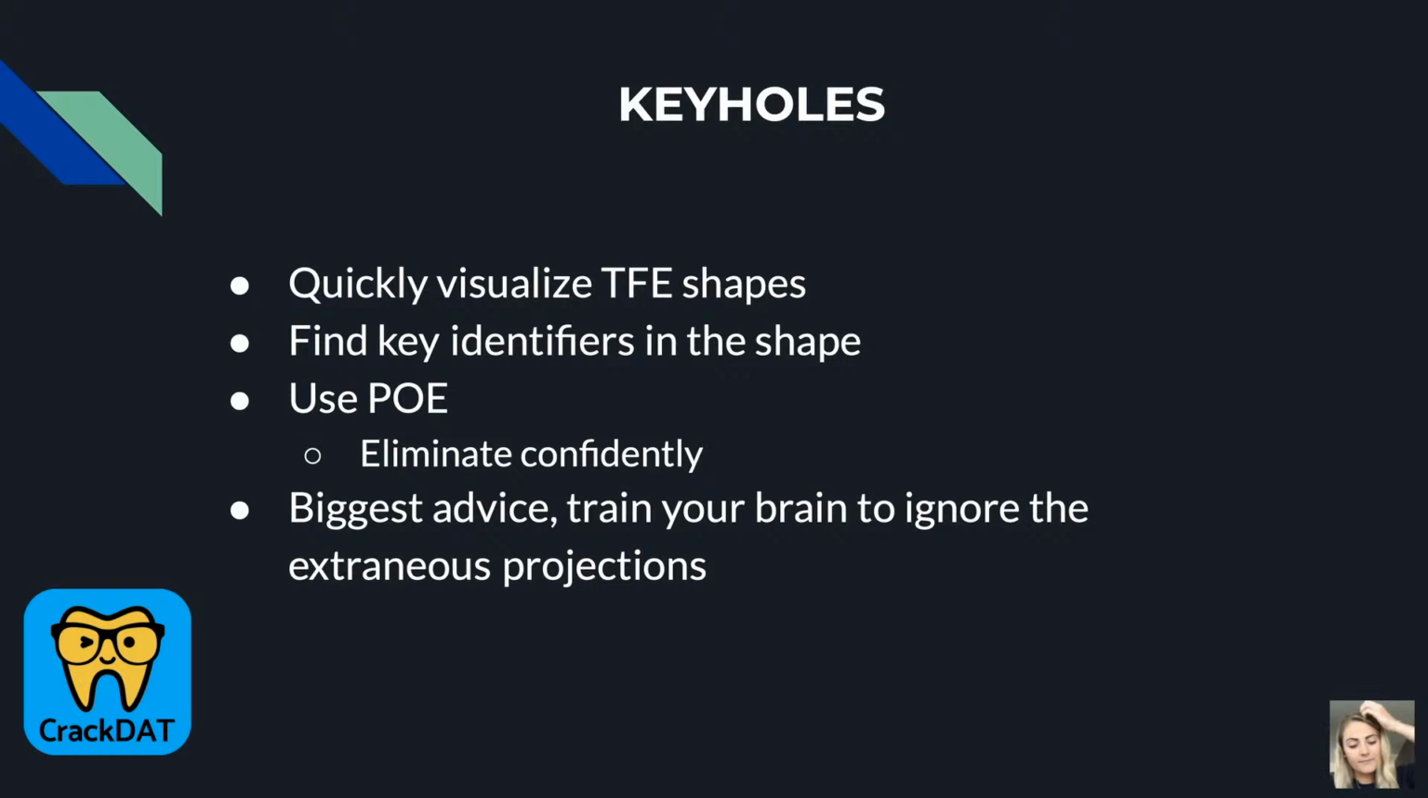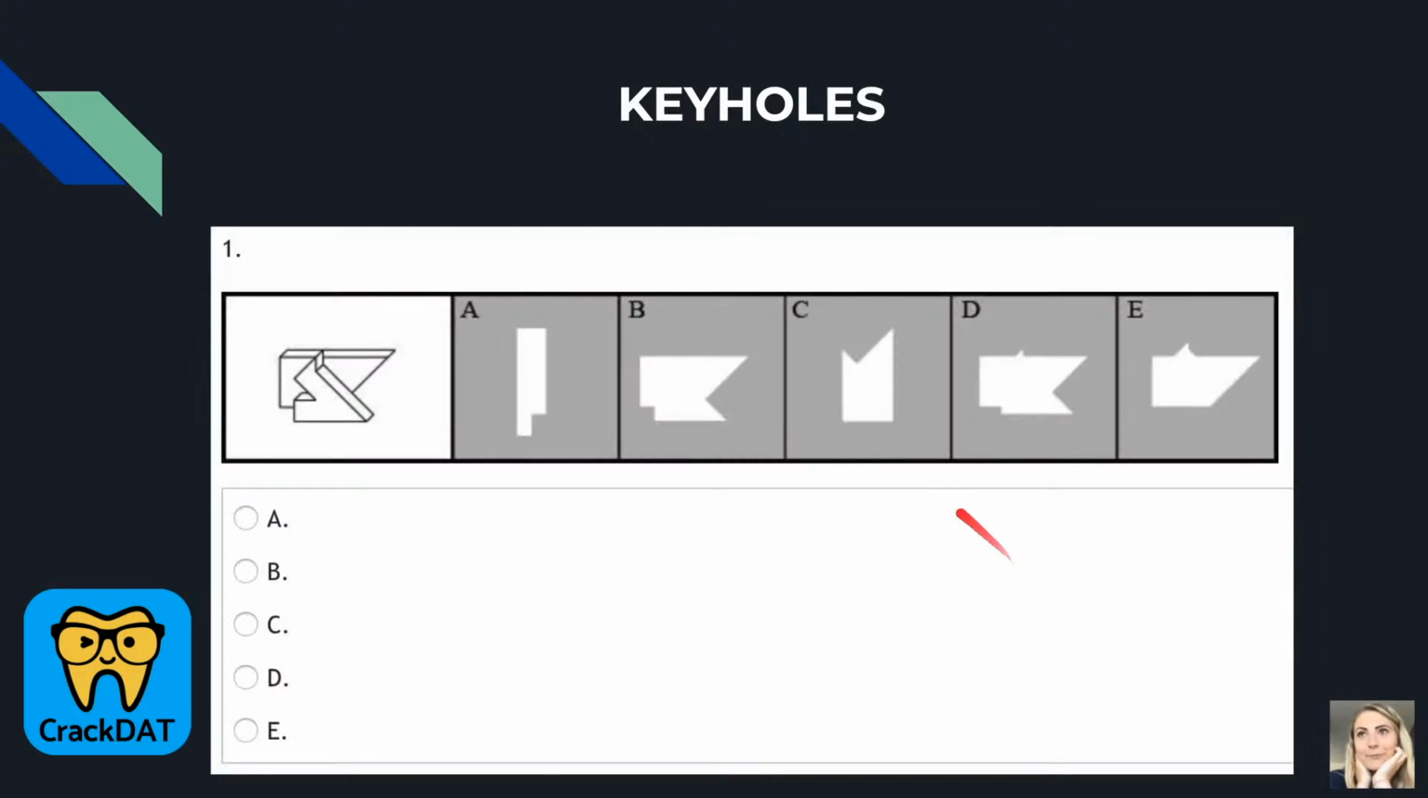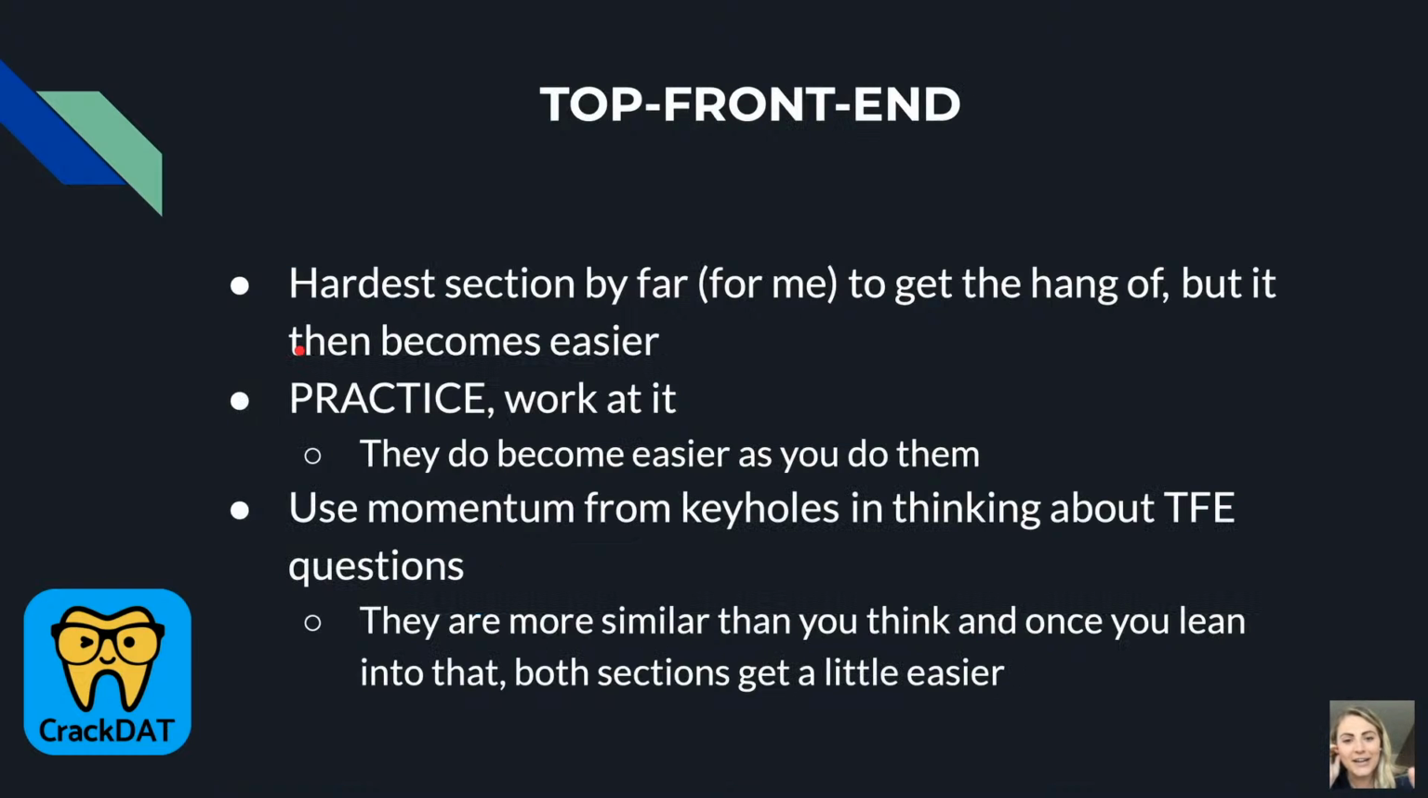And then the biggest advice I have for this entire section is train your brain to ignore the extraneous projections. For example, in this one, this little side triangle is very tempting to think that it would have any sort of play in the figure. But if you train yourself to just do top, front, end and not worry about stuff like that, it gets way easier to stop confusing yourself. And I feel like that's where most people get tripped up.